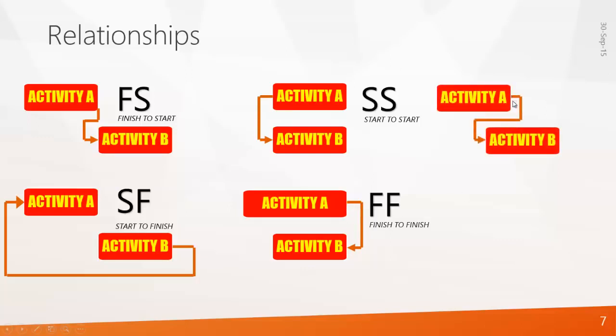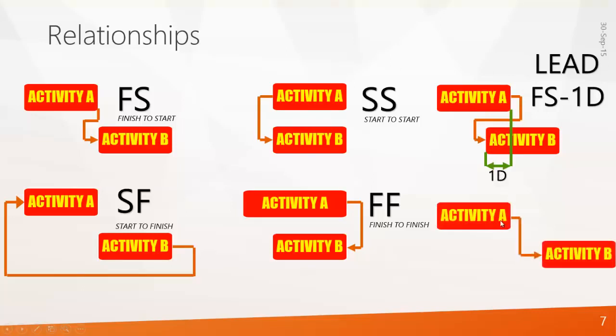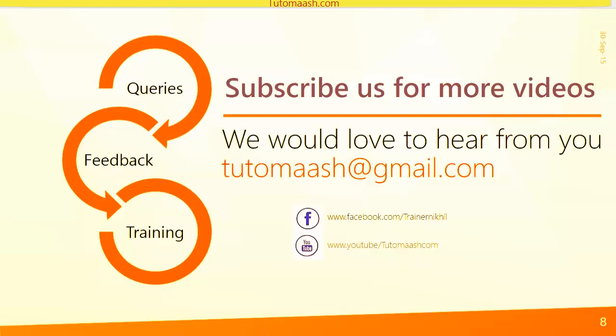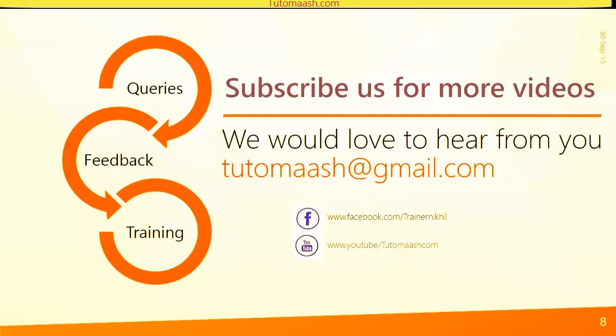Next is lead and lag. If you want to start an activity, that is activity B, before activity A finishes, you can make use of lead. And if you want a buffer after the completion of activity A, you can make use of lag. So that's all about relationships. Next we will open Primavera and see all this.